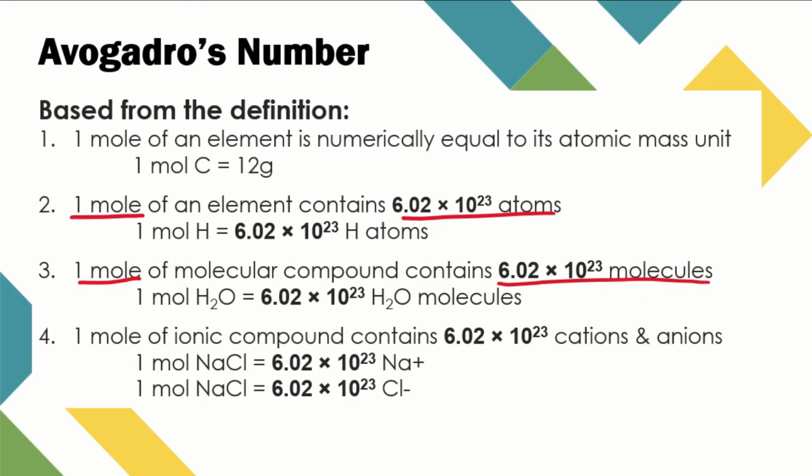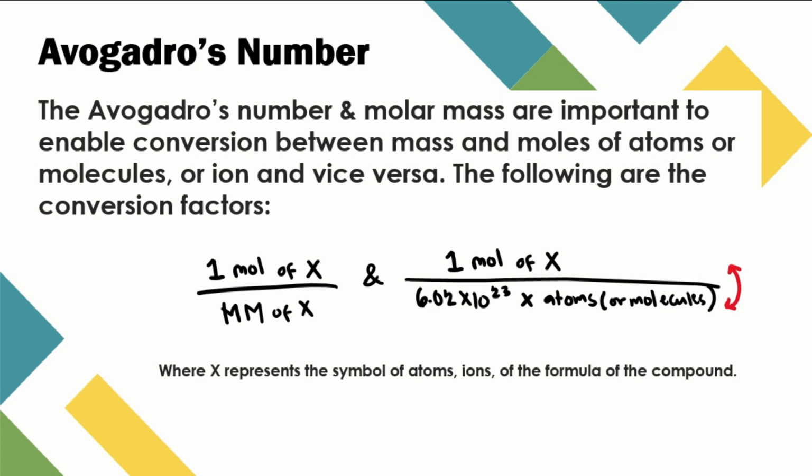So let's have a recap of Avogadro's number. So based from the definition, let's focus on number 2 and number 3. So sabi nga uli, 1 mole of an element contains the Avogadro's number in atoms. Same goes with 1 mole of molecular compound. It contains yung 6.02 times 10 raised to 23 molecules. The Avogadro's number and molar mass are important to enable conversion between mass and moles of atoms or molecules or ion and vice versa. So the following are the conversion factors.